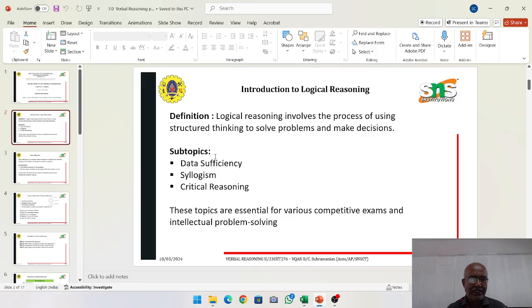What this says is that all three, data sufficiency, syllogism, and critical reasoning, give a statement, and then they give decisions, whether the decisions are true or false, and whichever decision is appropriately right for it.